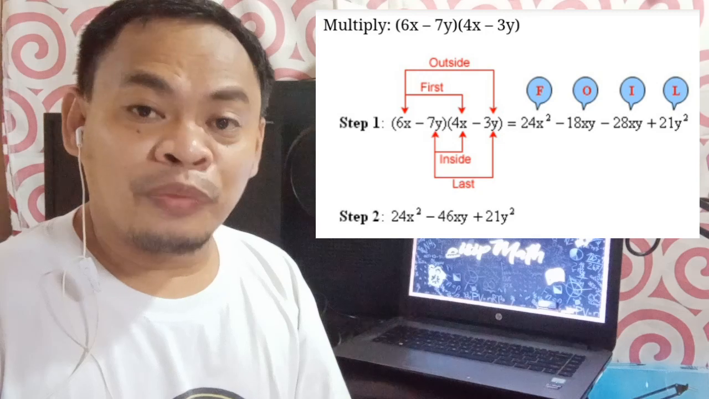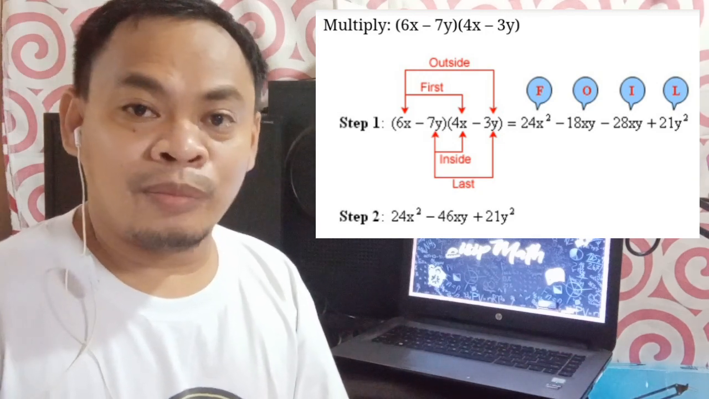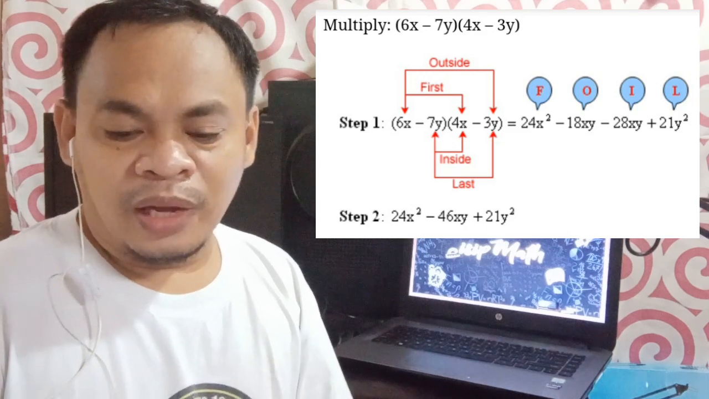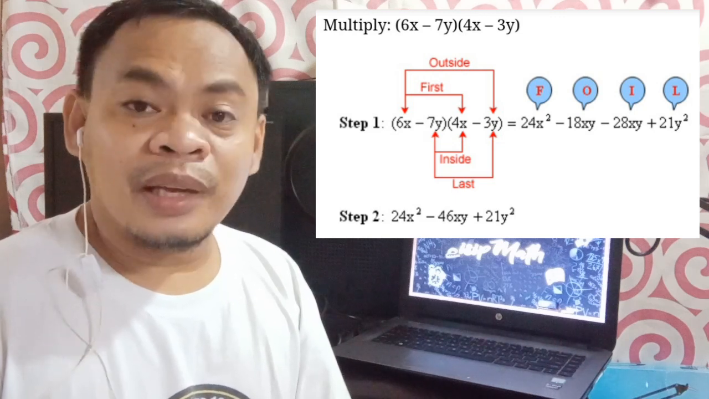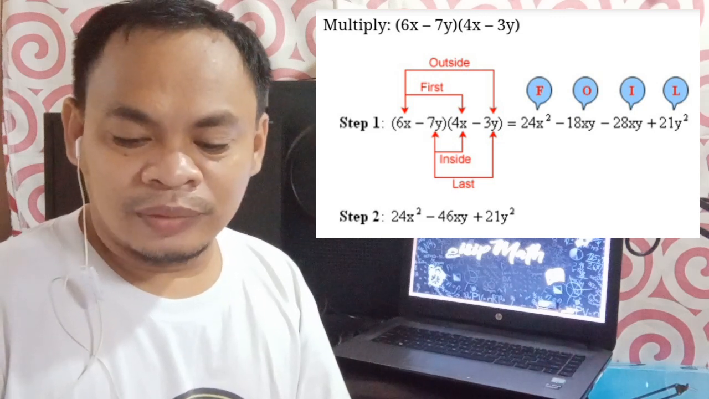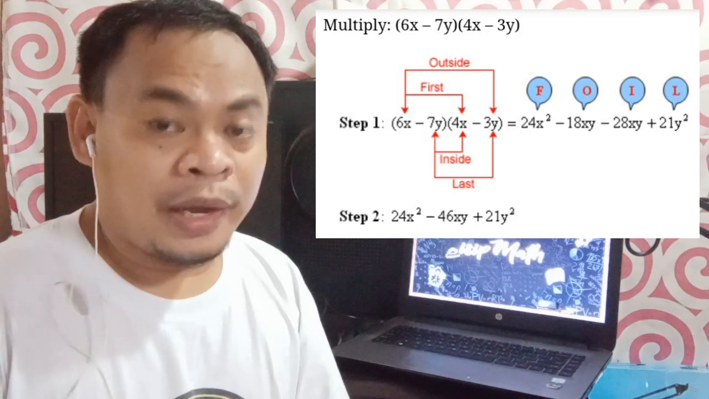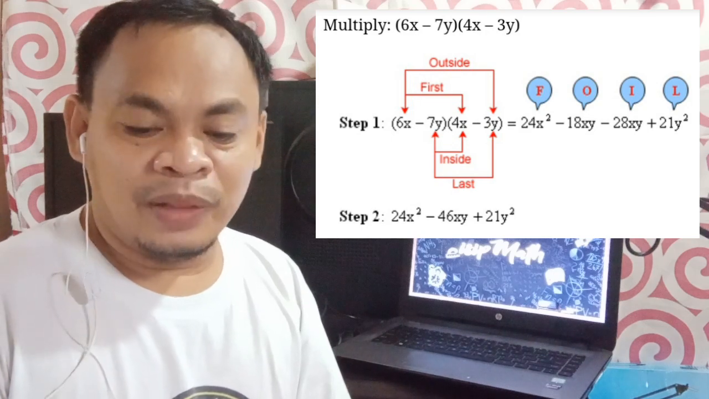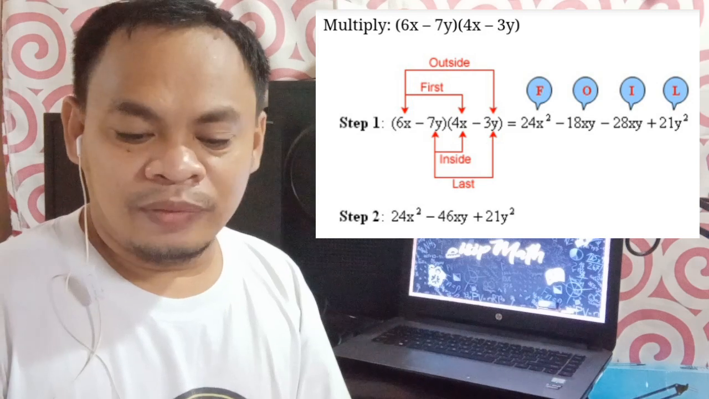So, we will start with the first terms. 6x multiplied by 4x, they are both positive. So, therefore, the answer is 24x squared. And for the outer terms, which are 6x and negative 3y, the answer is negative 18xy. Because 6x is positive, then 3y is negative. So, positive multiplied by negative is negative.